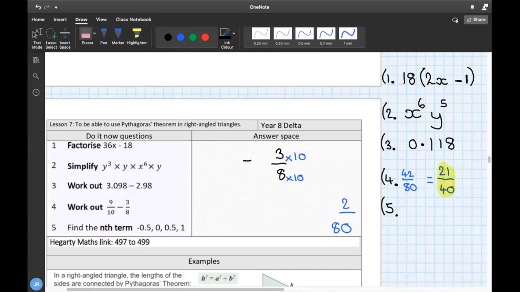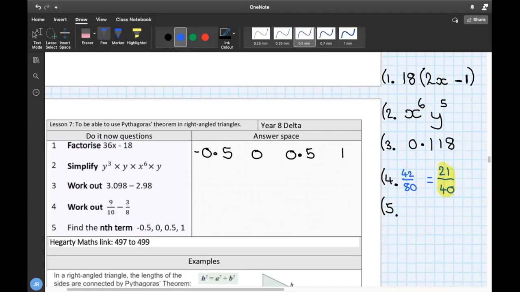Okay, finally, we've got the nth term. We've got decimal values here, but we still need to start by just writing that sequence out. Okay, 0.5, 0, 0.5. 1. So we've got negative values here and decimals, but we still need to work out what the common difference is first. What is happening in this sequence?